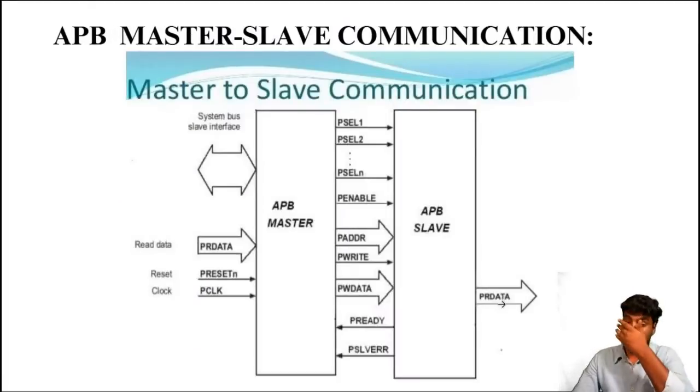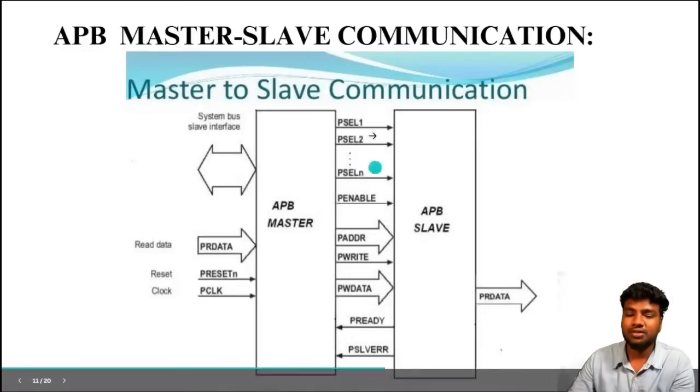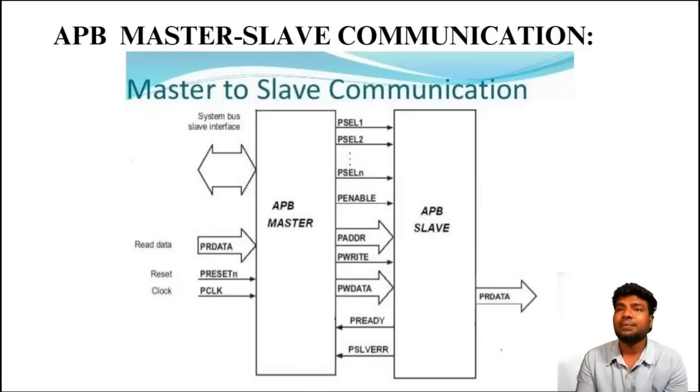And this is the whole master and slave communication, APB master and APB slave. These are inputs for the APB bridge. The communication signals are PSEL, PENABLE, PADDR, PWRITE, PWDATA, PREADY, and PSLVERR. PREADY is the indication from the slave. I'm telling the master I'm ready to send the data, PRDATA, to you.